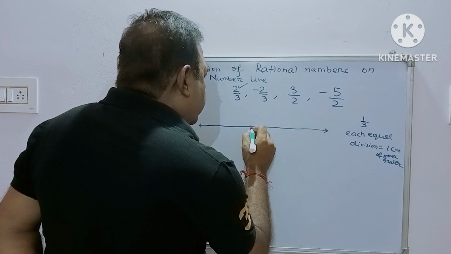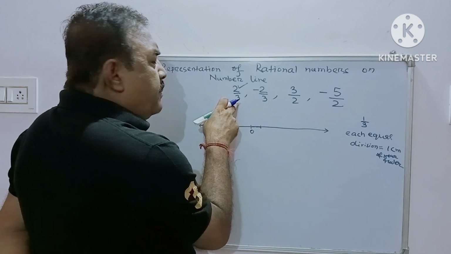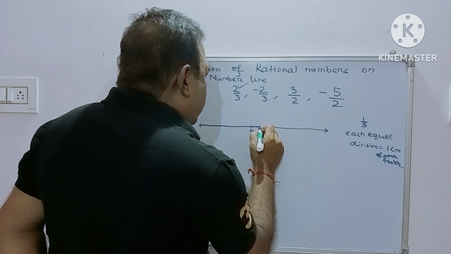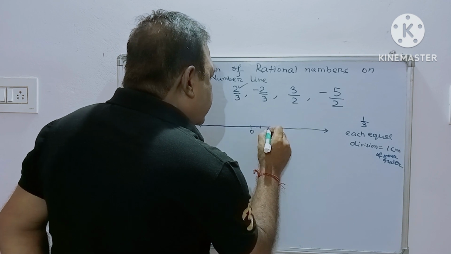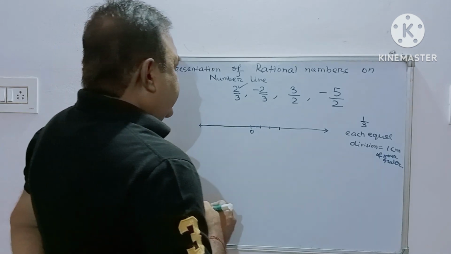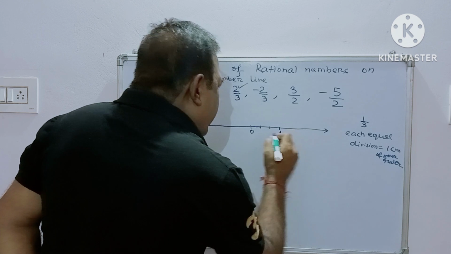Yes or no? So this is 1 centimeter, and you see how many points you have to take, how many equal divisions, 3 equal divisions. You take 3 equal divisions. This is 1 centimeter, next 1 centimeter, next 1 centimeter. And you see, this is your 1.